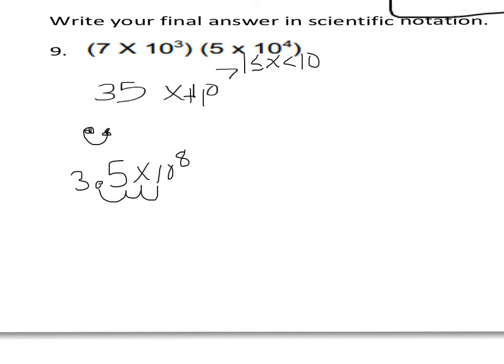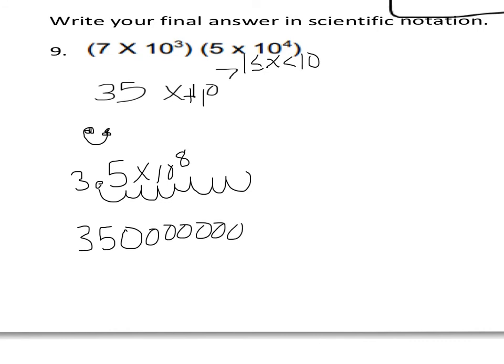1, 2, 3, 4, 5, 6, 7, 8. That's how many times you multiplied by 10. So that would be 3, 5, 1, 2, 3, 4, 5, 6, 7, 8. So that's the number, but scientific notation is 3.5 times 10 to the 8th. When you have to move it backwards, you add 1. If you ever have to move it forwards, you subtract 1.